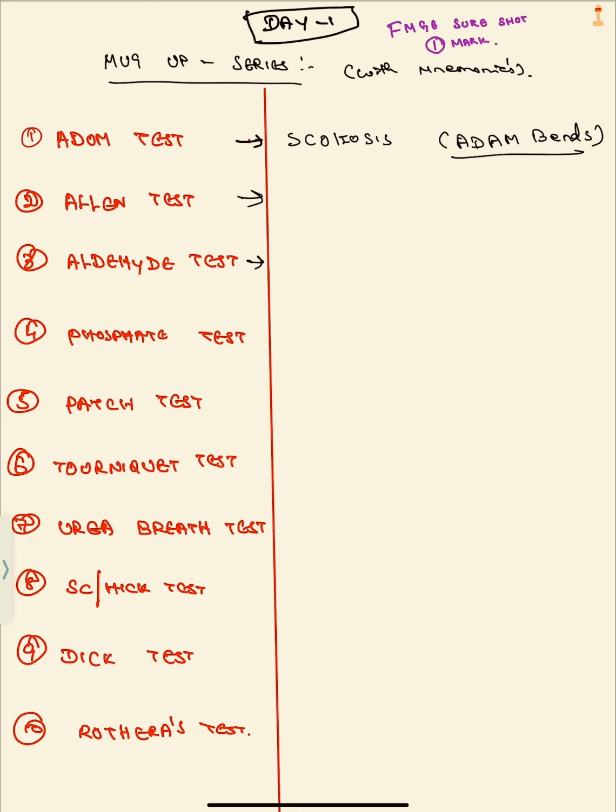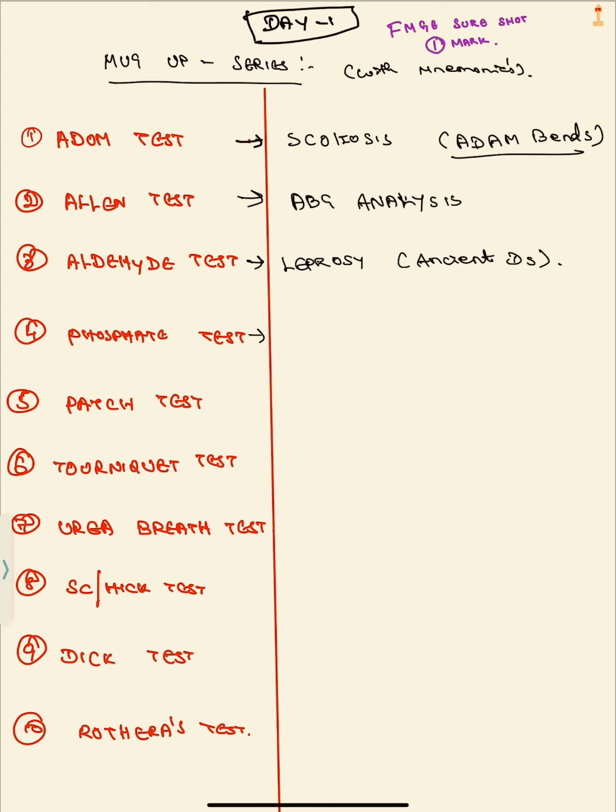Second, Allen test. Allen test is for ABG analysis. Aldegate test. Aldegate is for ancient disease. It's a mnemonic. Aldegate test, leprosy. Ancient disease.